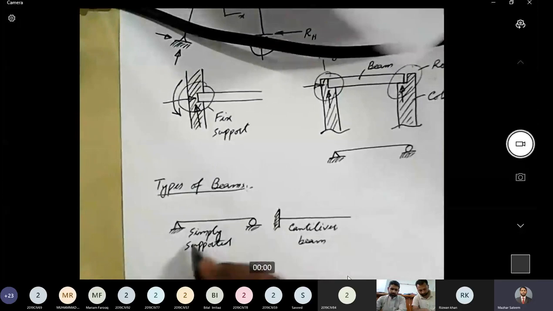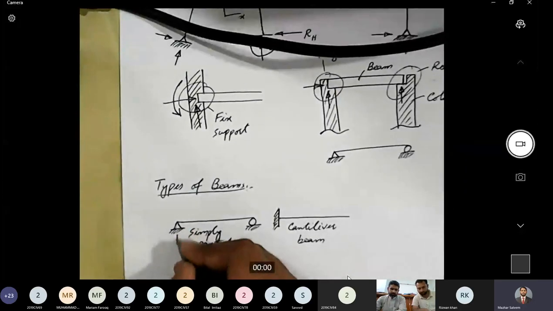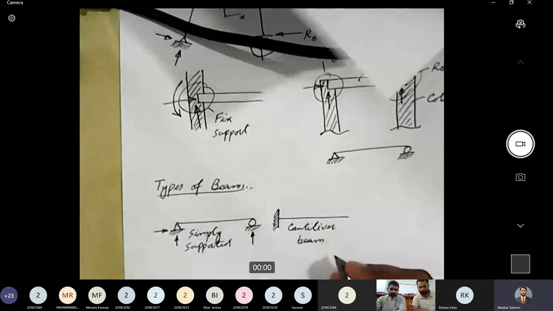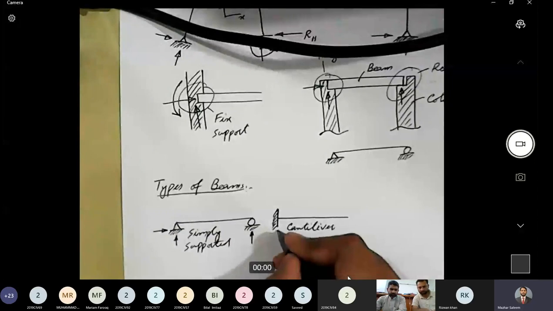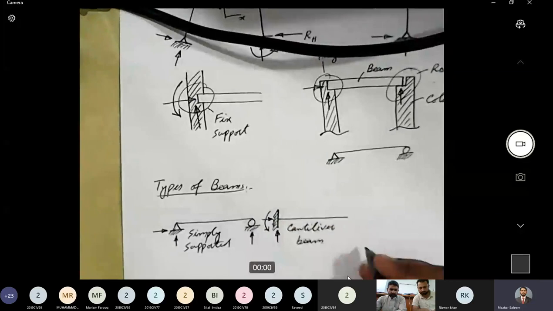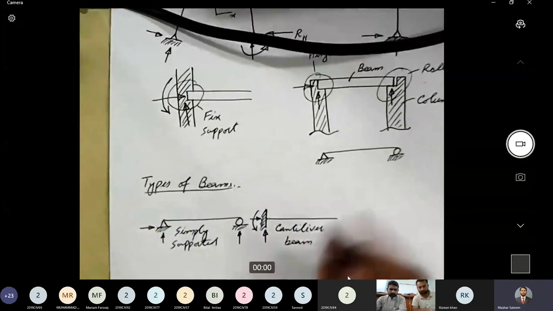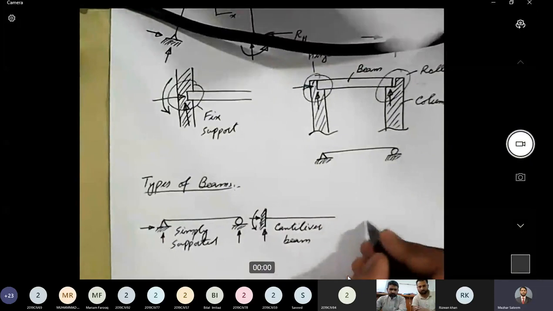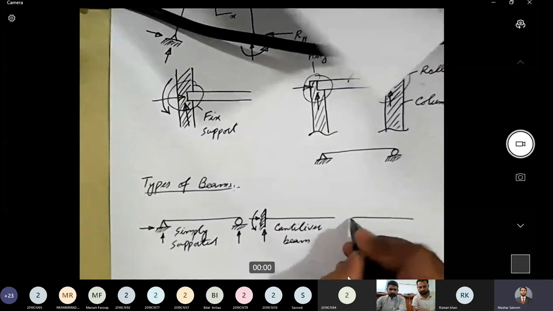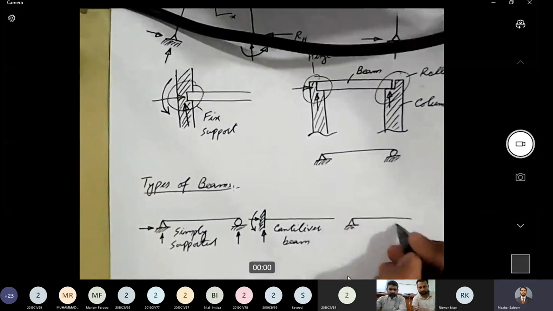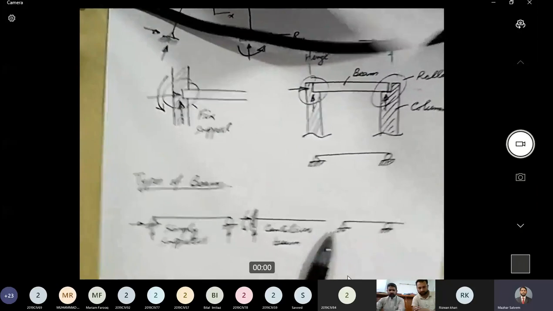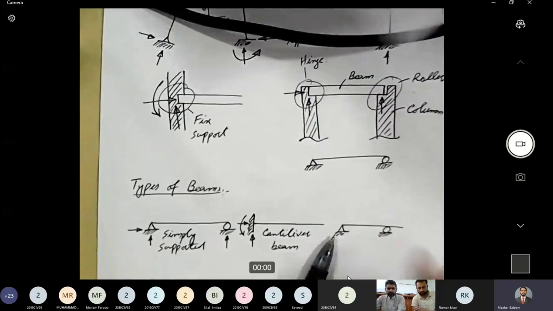And what are the reactions that will be generated in this case? Hinge support, so 2 reactions. Roller support, 1 reaction. What will be the reactions in this case? Fixed support, so 1, 2, and 3 reactions. Okay, and then we have another type that is termed as an overhanging beam. An overhanging beam is one that has one end projected beyond the support.